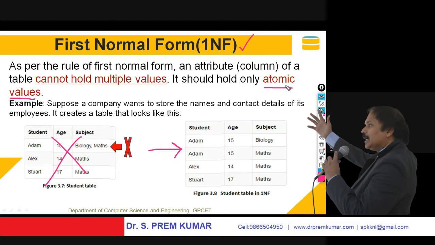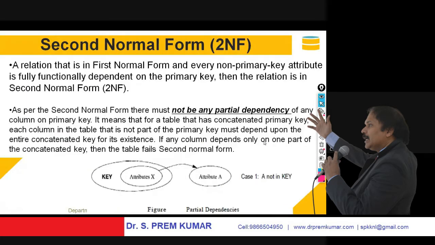It is called 1NF, which stands for first normal form. Now let us proceed to the second normal form. If you notice partial dependencies in a table, then we proceed to a concept called second normal form.